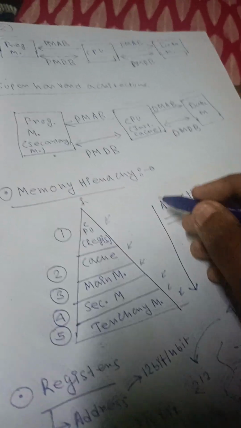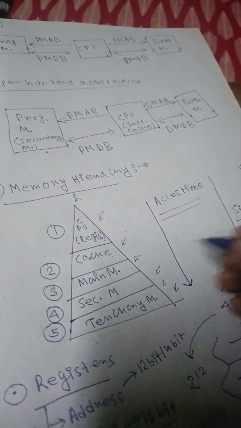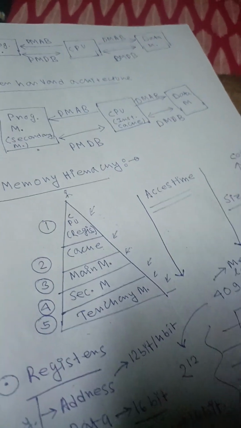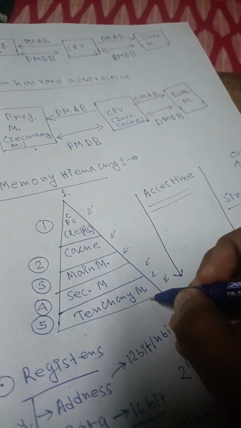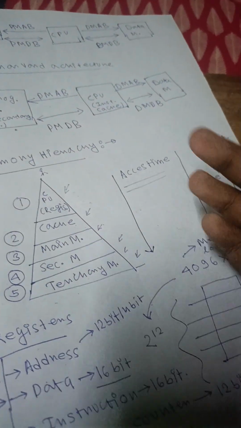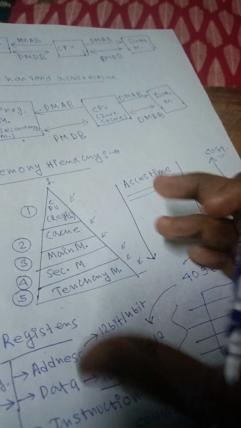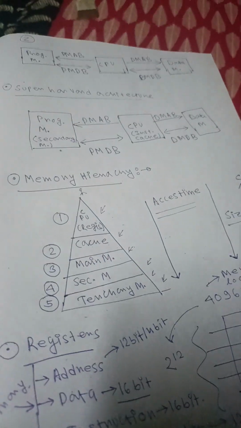Then there is size. Where access time is high, the size is also big. You can see it in the pyramid also. The reason is it contains more memory. The size is big, so it contains more memory. So that's why its size is big.